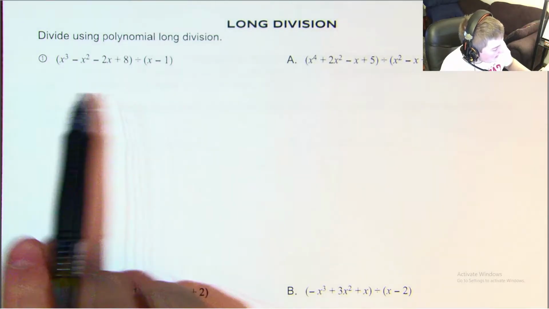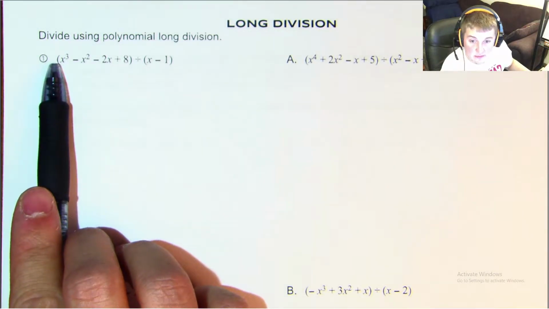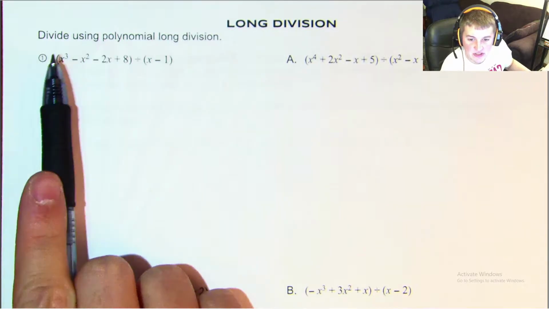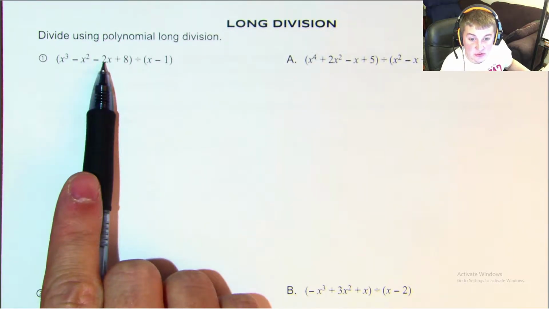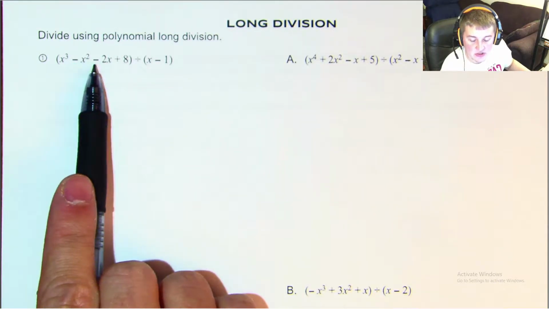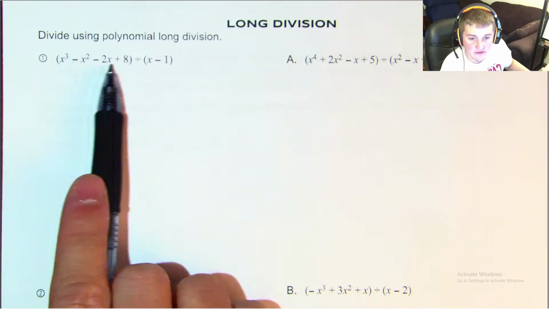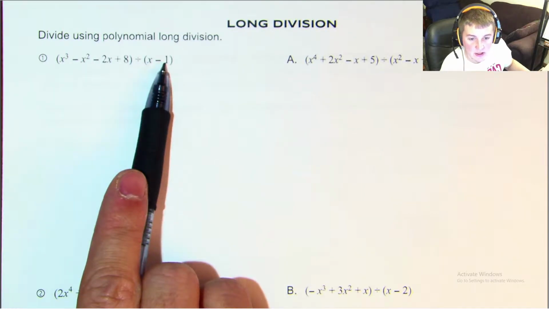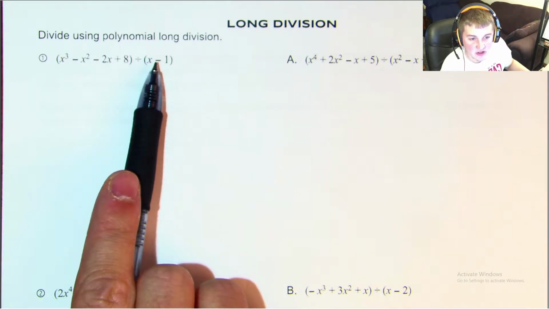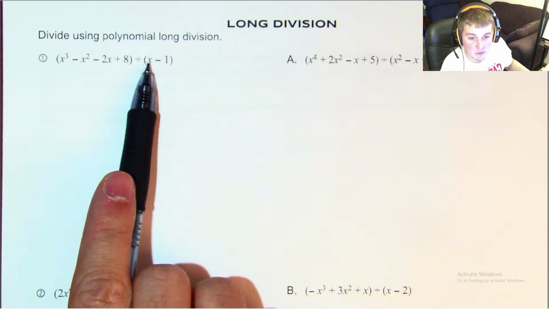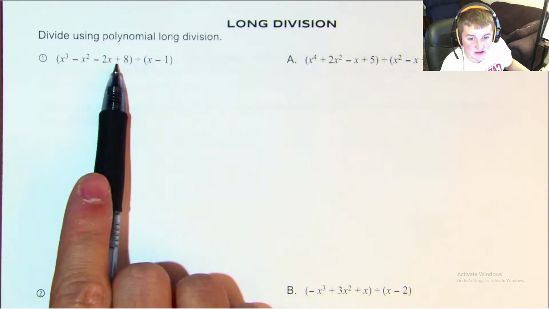Basically, I want to take x to the third power, or x cubed, subtract x squared, minus 2x, and then add 8. And I want to take this polynomial and divide it by x minus 1. Meaning I'm looking for the expression that I would have to multiply by x minus 1 to get this result.